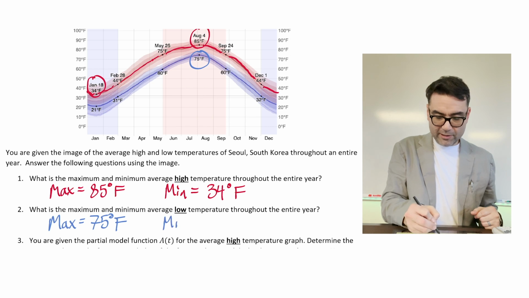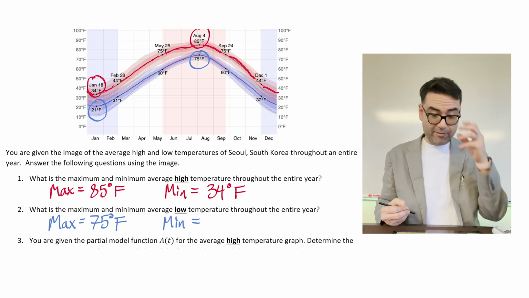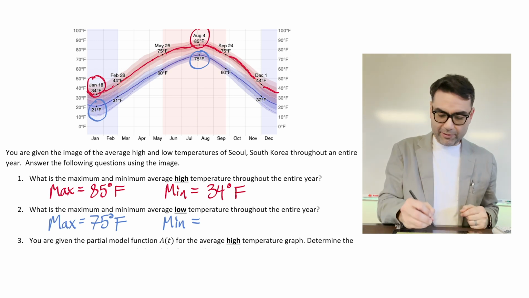And the min would be the low, same place, or the same month, but on the blue curve would be 21 degrees Fahrenheit.